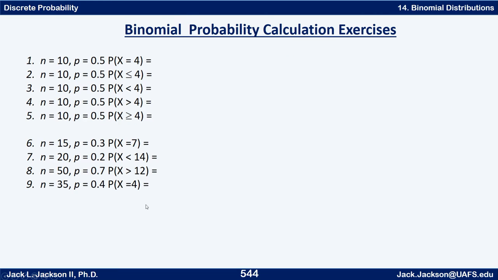Okay, so now it's time for you to do a little more practice with some calculations. Here this first group, n is 10 and p is 0.5, and some various different calculations: X equals 4, x less than or equal to 4, x less than 4, x greater than 4, and x greater than or equal to 4. So you get to try to do some of these with all these different versions of the equation and inequality. And down here we're jumping around a little bit more. This one n is 15, here's p, and that's x equal to 7, and so forth.